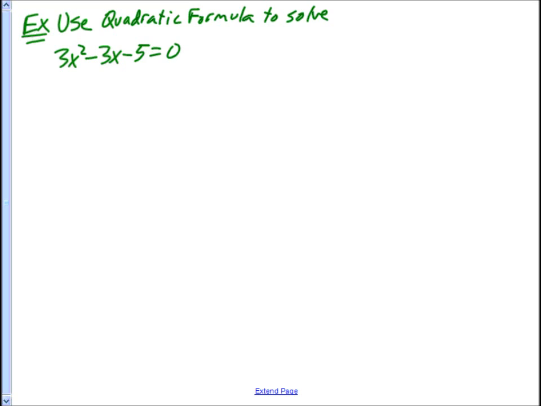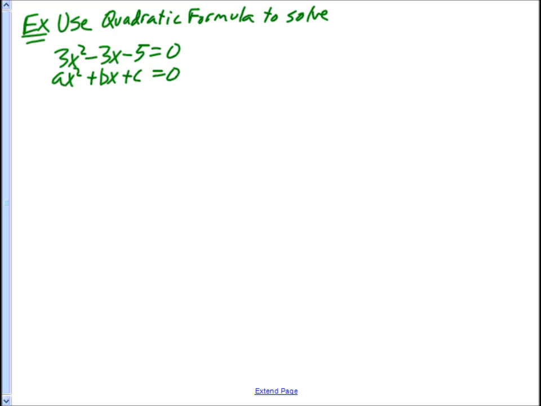So let's use the quadratic formula to solve. Let's see what we got here. 3x squared minus 3x minus 5 equals 0. Well, if you notice, since it's already set equal to 0, we didn't have to get one side equal to 0. A lines up with 3, b is negative 3, c is negative 5.